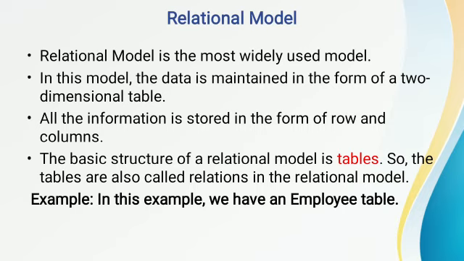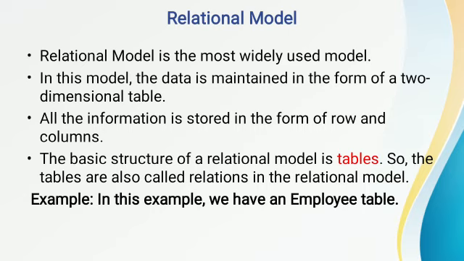The next type of data model is the relational model. The relational model is the most widely used model. In this model, the data is maintained in the form of a two-dimensional table. So in the relational model, the data is maintained in tabular form. All the information is stored in the form of rows and columns. We already know that every table contains rows and columns. So our information is stored in the form of rows and columns only in the relational model.